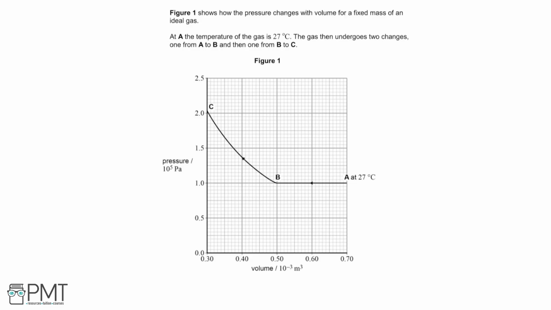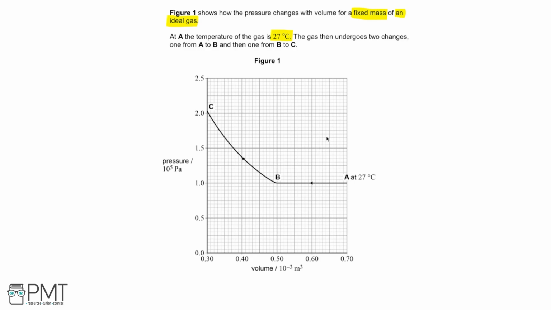The next part of the question says, Figure 1 shows how the pressure changes with volume for a fixed mass of an ideal gas. At A, down here, the temperature of the gas is 27 degrees Celsius. The gas then undergoes two changes, one from A to B, like so, and then one from B to C, like so.